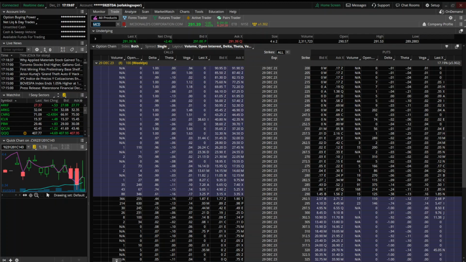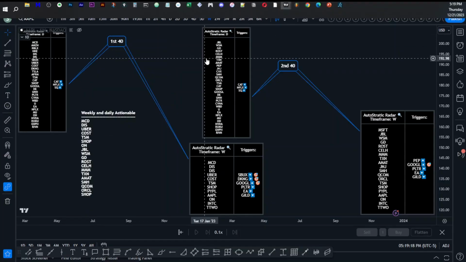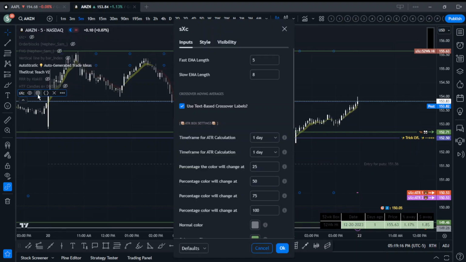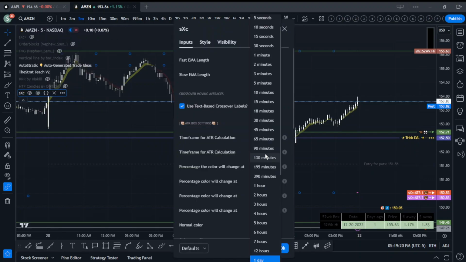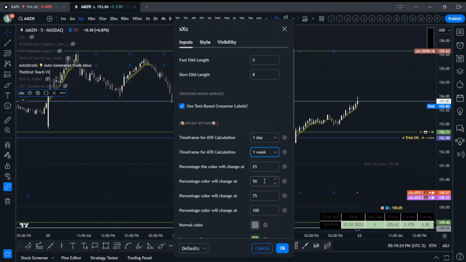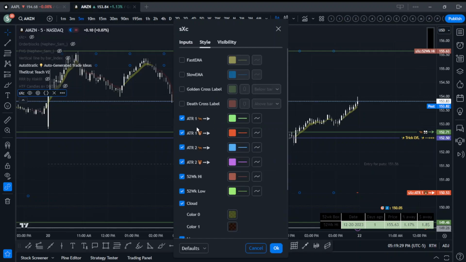Oh, it's over here. So let's pull this back over. And just for example, so we have Amazon. And so this is my indicator here. I go to the settings and I want my ATR calculations for the day, and then the other one I want for the week. And so what that's going to show me is this green and the red one represents the day, and then the blue and the purple represents the week.